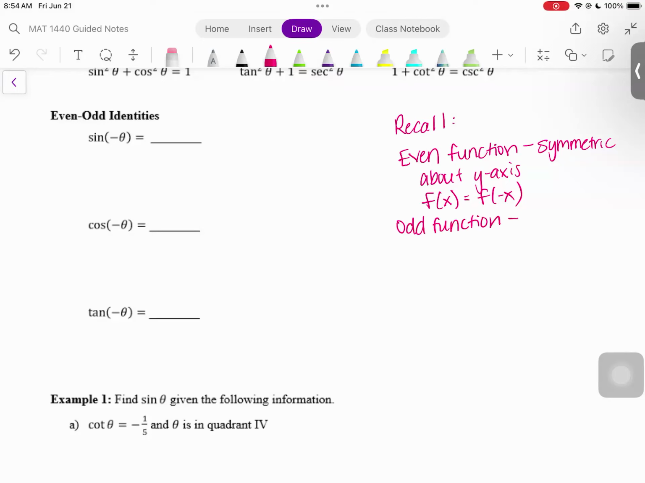An odd function is symmetric about the origin. And it's true that for an odd function, negative f of x is equal to f of negative x. So thinking about if we were to plug in any value of x and find its y value, if we took the opposite of that, so the negative of that output, that would be equal to that function if we were to plug in the opposite of that x value.